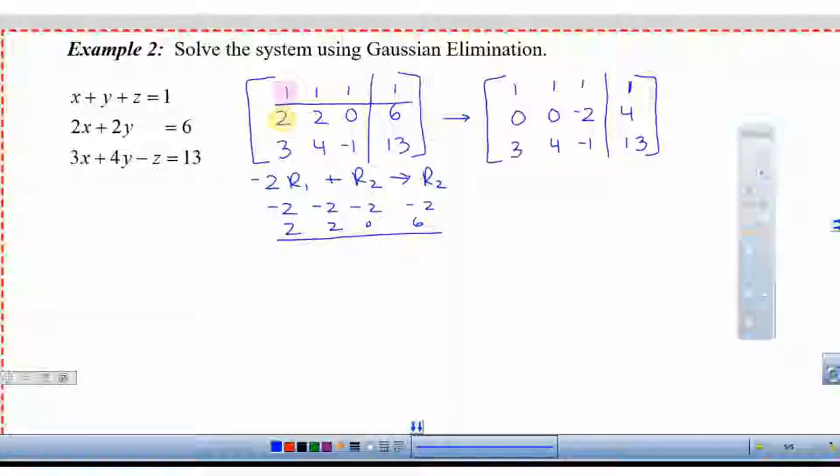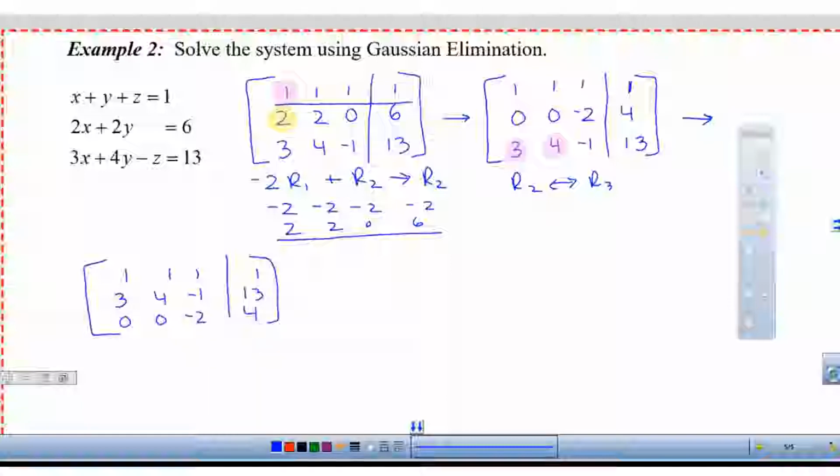Okay? Now I want to show you something, guys. The other 2 places that I need zeros are here and here. If I swapped row 2 and row 3, then those 2 zeros would go in the perfect place that I need them. And I can see that, so I'm going to do that. I'm going to say row 2 becomes row 3, and row 3 becomes row 2. That just means I'm swapping those. So my top row doesn't change. My second row becomes 3, 4, -1, 13. And my bottom one becomes 0, 0, -2, +4.